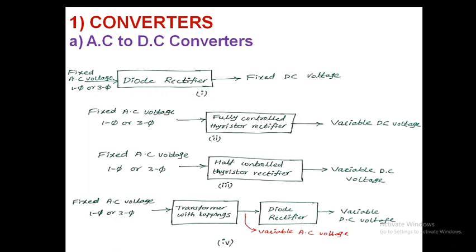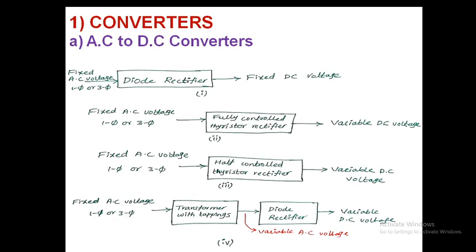Next, the third one is the half controlled thyristor rectifier. Here also control switches are there, that is thyristors, but it is a half controlled thyristor rectifier. By this also we can get the variable DC voltage. The first one is the diode bridge rectifier, right? By that we got only a fixed DC voltage.